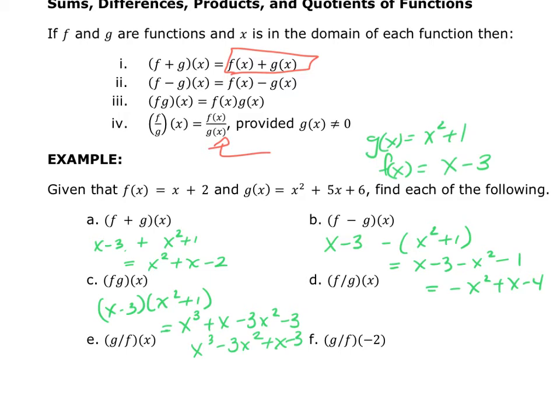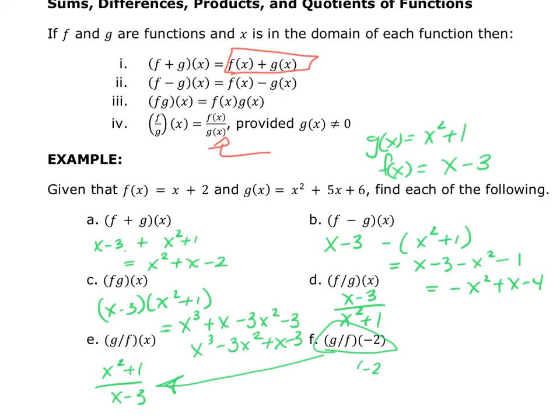And then for my division, I've got to pay attention to who's dividing who. And so my f function is x minus 3 divided by x squared plus 1. And then the other way is asking for my g in the numerator, so that's x squared plus 1 divided by x minus 3. And then my last one is to go ahead and put negative 2 into what I just did. So this last one is just asking me to put negative 2 in there.